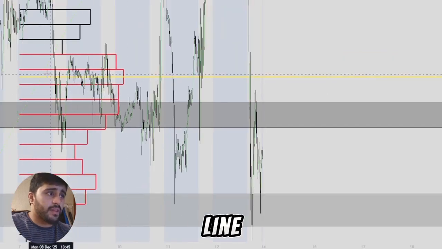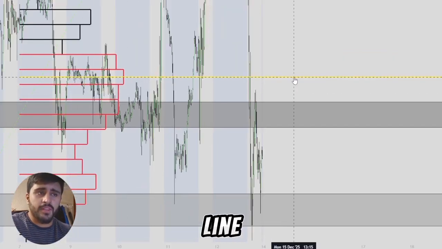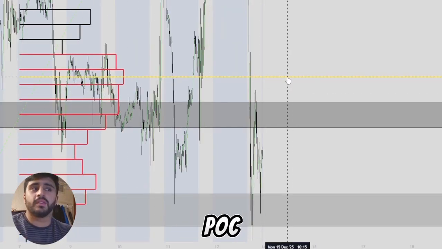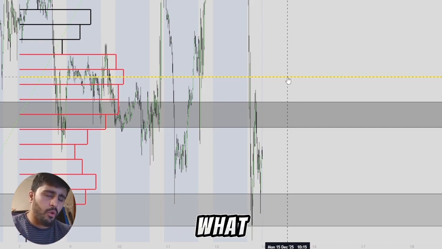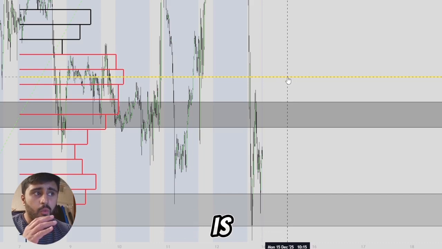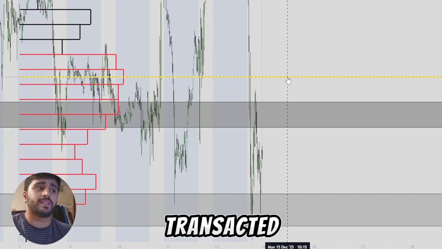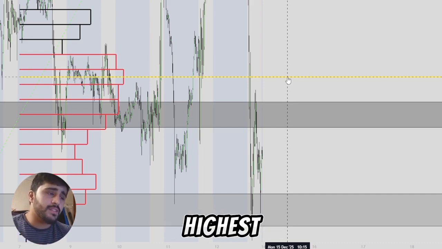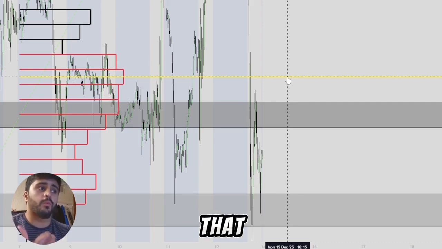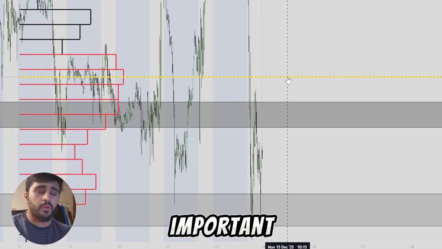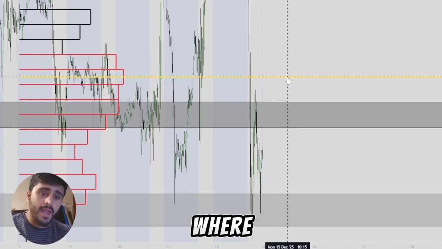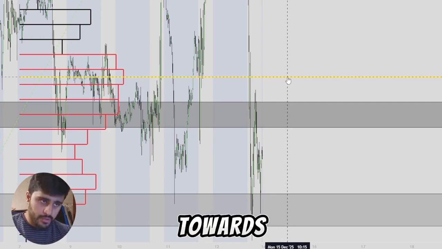Now, this yellow line here is arguably the most important line. This is what we call the point of control, or the POC. I don't want to throw all these fancy terms, but basically what the POC represents is where most of the volume was transacted. So where was the highest point of volume for that week? The reason the volume profile is so important is because it shows you where you want to be trading from and where the price is most likely to gravitate towards.